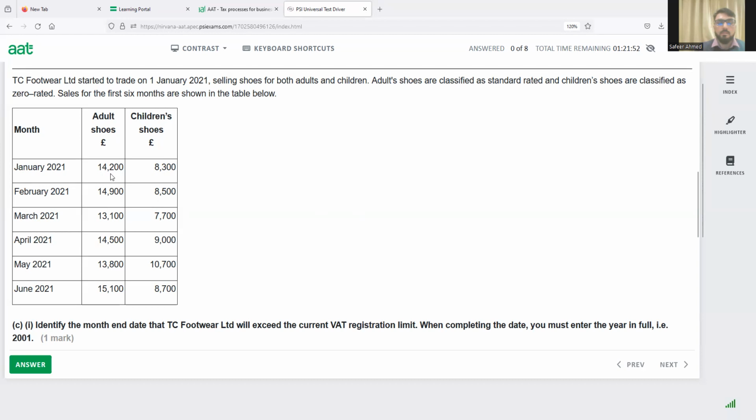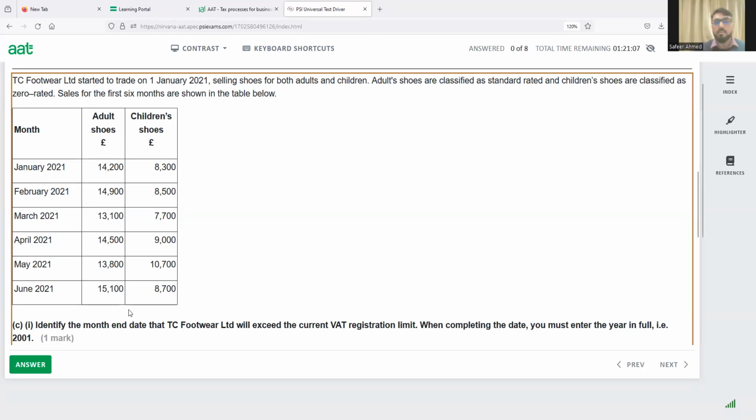Now, if you add both of these turnover sales, so 14,200 plus 8,300, 14,900 plus 8,500. So cumulative turnover. So when you keep adding those, you will notice the month in which the VAT threshold is exceeded is 85,000. The key thing to understand here is that you will be adding both of these sales. One of them is standard rated sales, and the other one is zero rated sales, but both of them are counted towards turnover for VAT registration purposes.